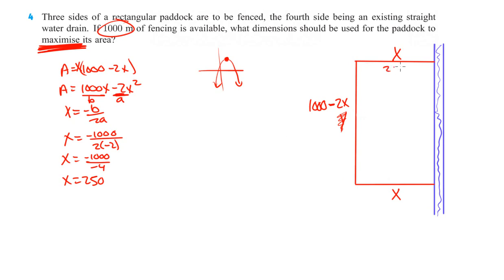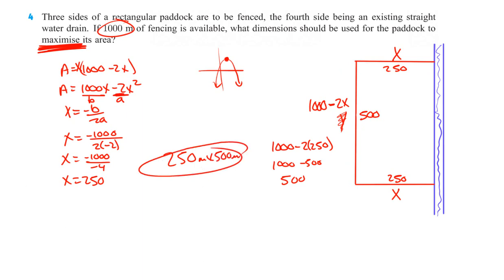So we know that this is 250 and this is 250. So then this is going to be 1,000 minus 2 times 250. So that's 1,000 minus 500, which is going to give us that this here is going to be 500. Okay, so what dimension should be used for the paddock to maximize its area? 250 by 500 would be our max. 250 by 500. Okay? All right.